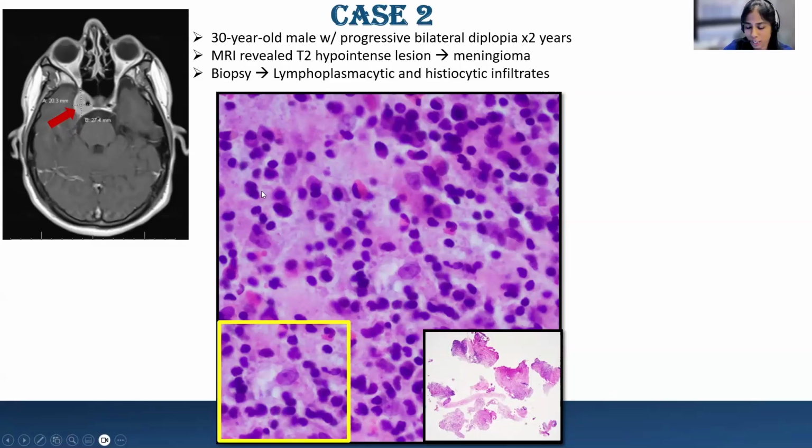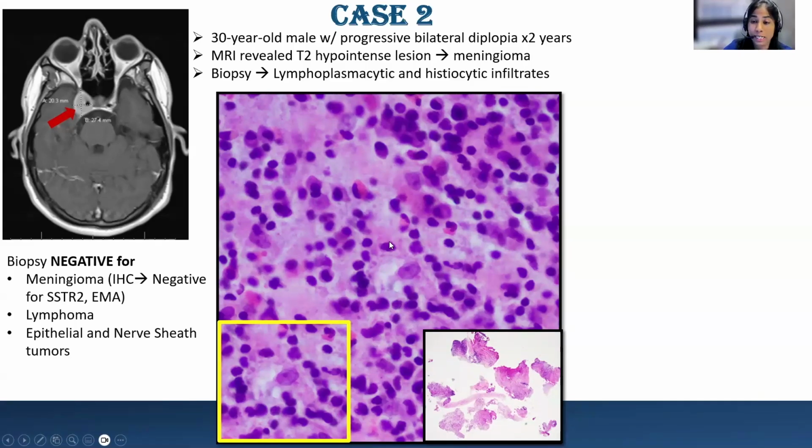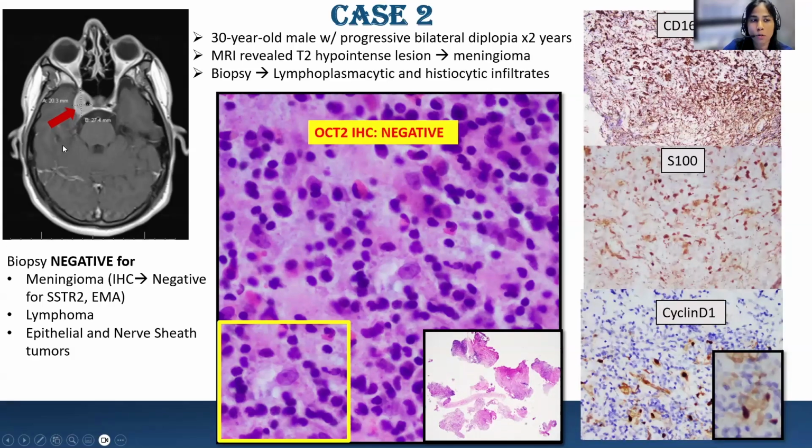So it was characterized initially as lymphoplasmacytic and histiocytic infiltrates, and negative for meningioma, lymphoma, and other nerve sheath tumors. However, given the histiocytic infiltrates presenting like a mass-like lesion, the question was, could this be a histiocytic neoplasm? The most common thing that mimics a meningioma and histiocytosis is Rosai-Dorfman disease. So the workup panel revealed S100 expression and cyclin D1.